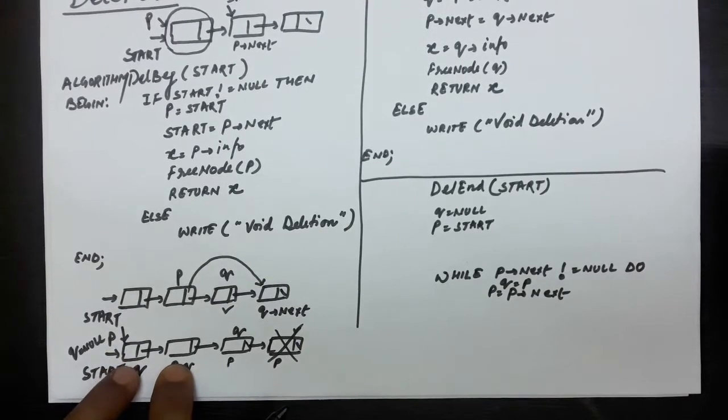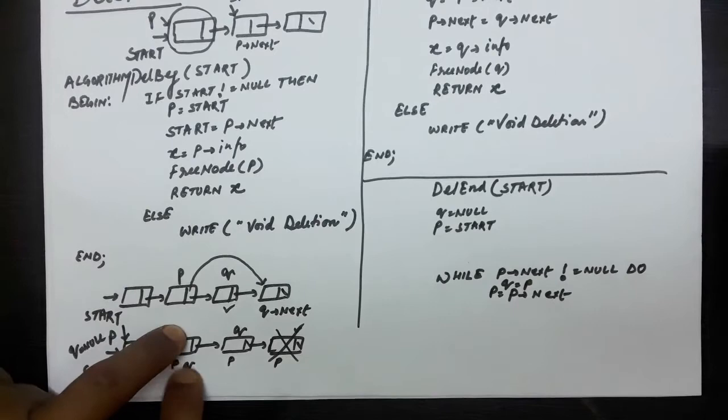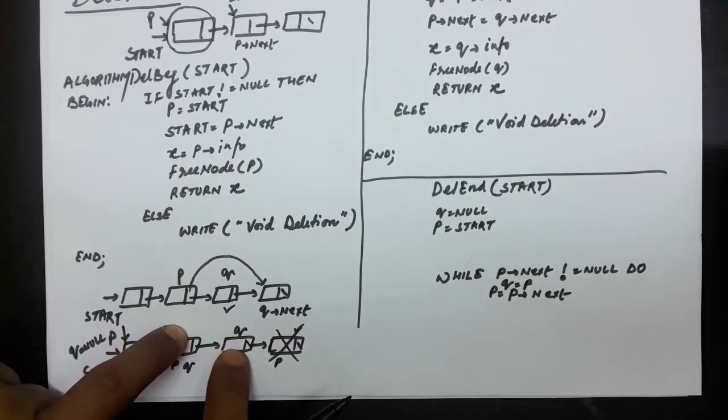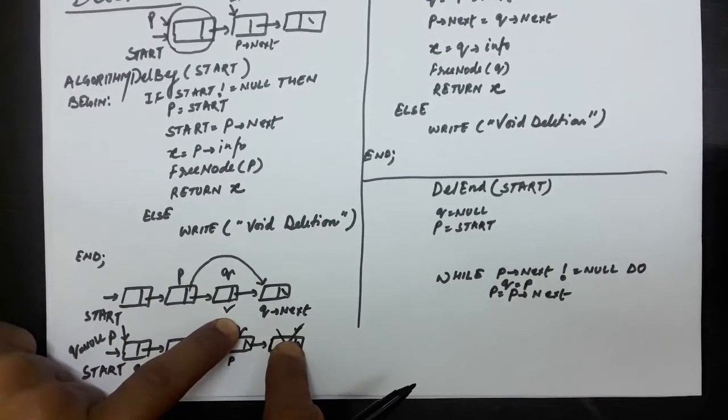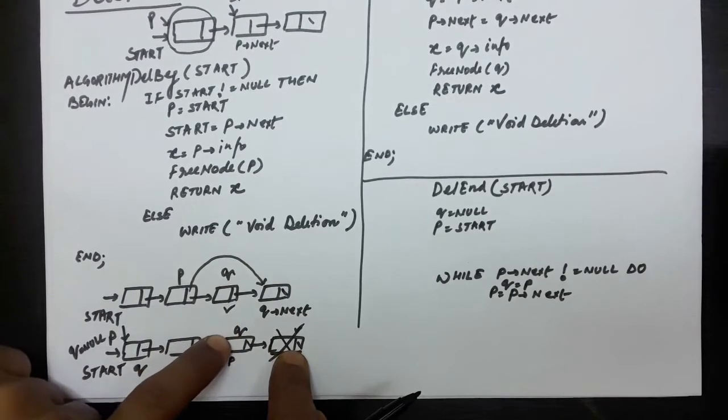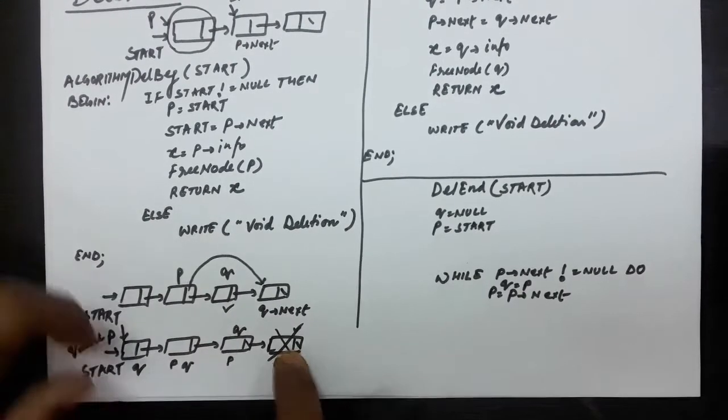After this, Q is assigned to here and P is advanced to the next node. So P is at the third node and Q is at the second node. After this, Q is advanced to here and P is advanced to the next node. So this is the last node and Q is at the second last node. Once we have the information about the second last node, we can perform the deletion.